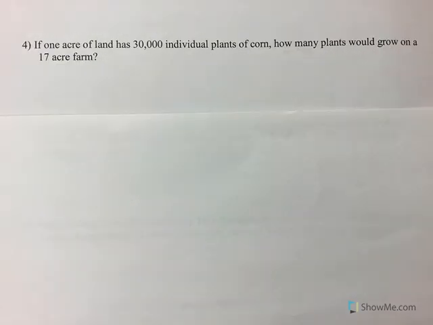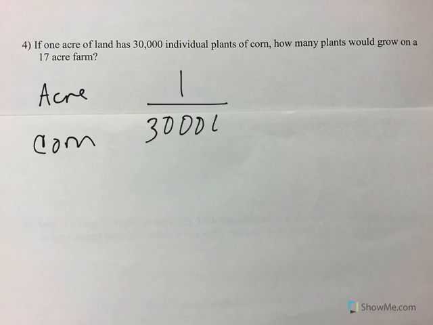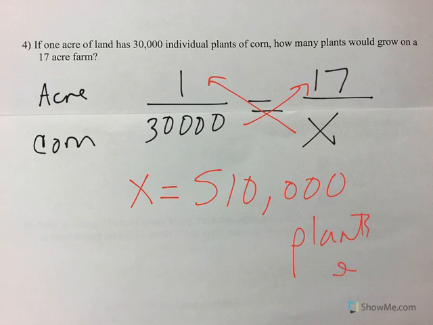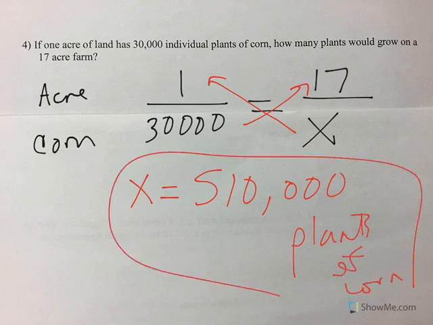1 acre of land has 30,000 individual plants of corn. That's a lot of corn. How many plants would grow on a 17-acre farm? Well, if we think about this, we're talking acres to corn. 1 acre is 30,000 plants of corn. 17 acres is how many plants of corn? Cross multiply. This one's nice. You just end up with x equals 510,000 plants of corn.